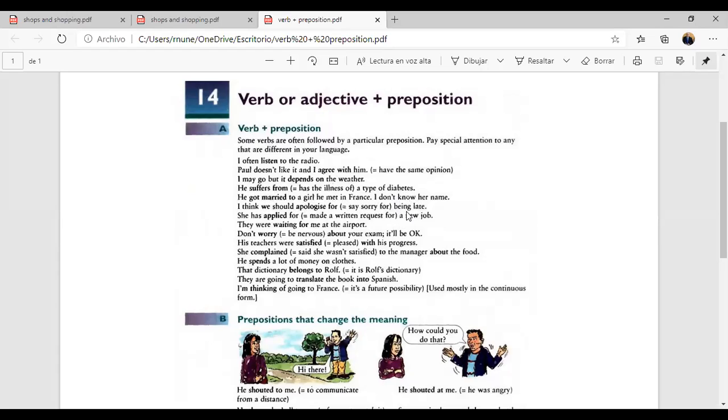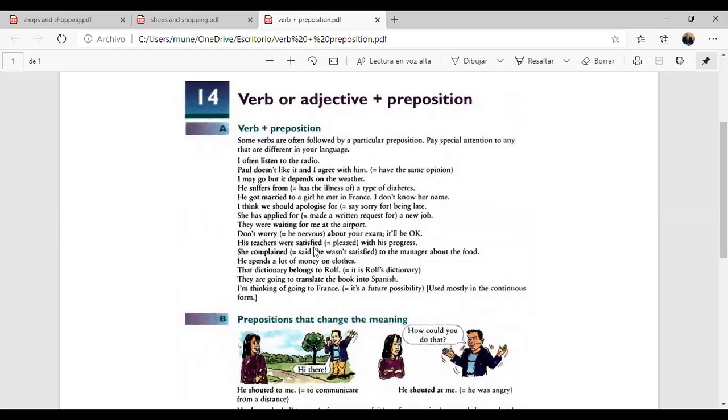Apologize for being late. For example, when I make an apology and I upload it in Google Classroom, I say, I apologize for not recording the lesson because I forgot it. Apologize for doing something. Then applied for, meaning made a written request for, apply for a new job. They are waiting for, wait for me at the airport. Don't worry about your exam.